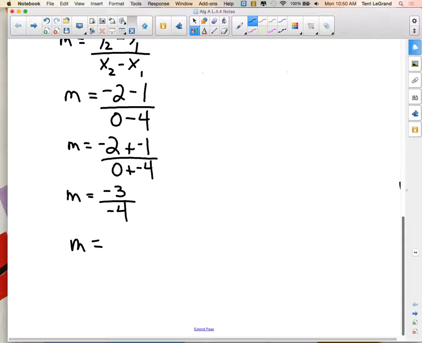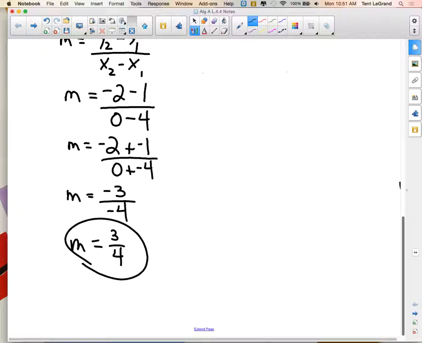3/4. Can 3/4 be changed into a whole number? No, so we will leave it 3/4. Can 3/4 be simplified? Yes or no? No. Okay. So we are going to proclaim that the slope of this line is 3/4.